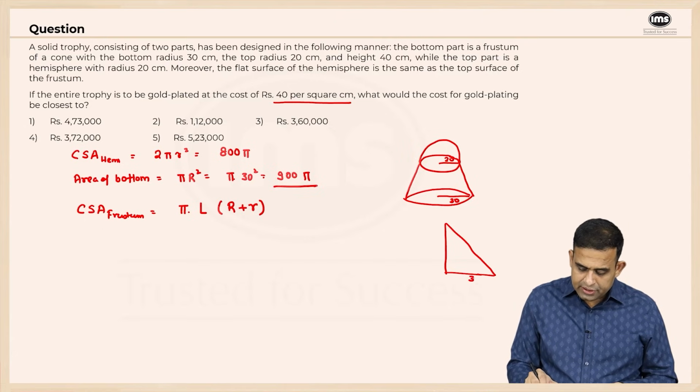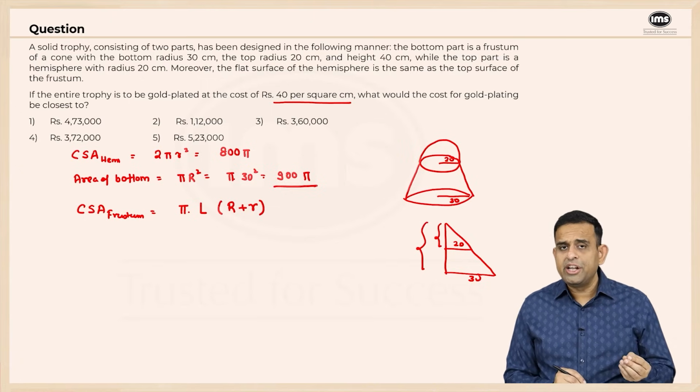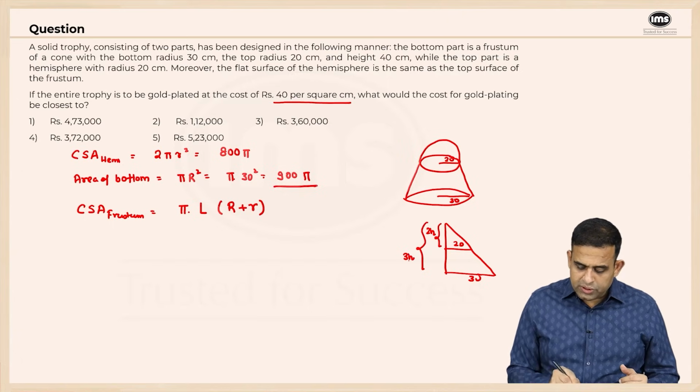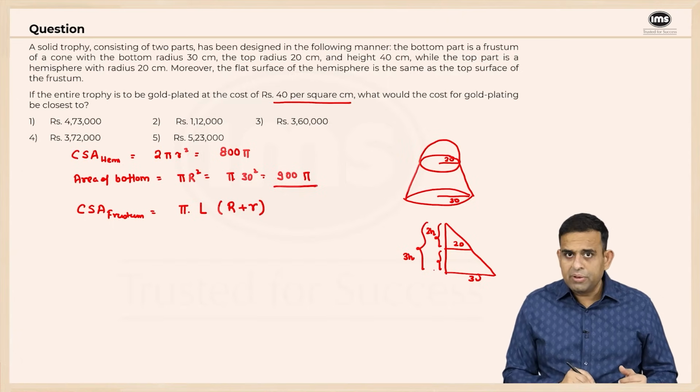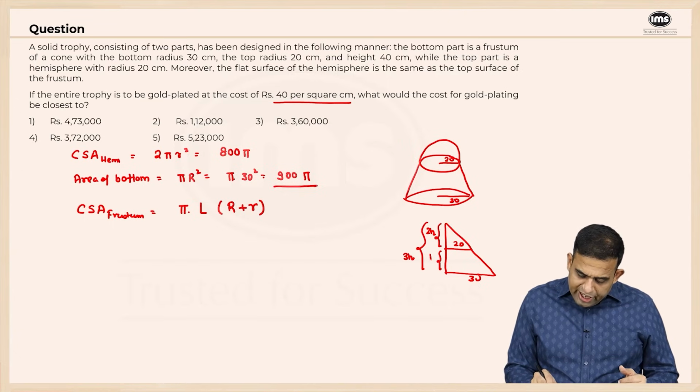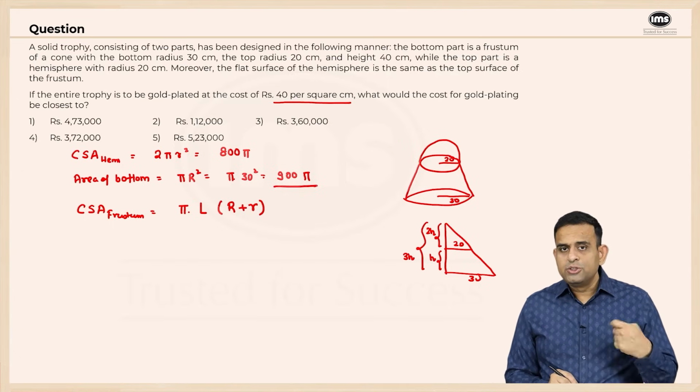This is 30. This is, let's say, a 20. So the small height and the big height will be in the ratio of 20 by 30, or simply 2:3. If I call this 2h, this would be equal to 3h. So this part simply becomes, one can say, equal to h over here. And this h is known to you.